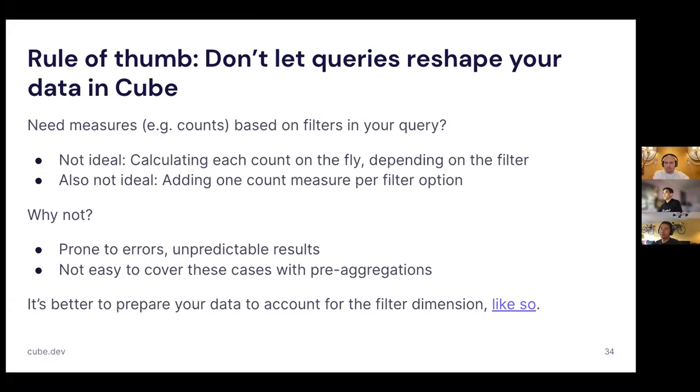So a good example would be, let's say I need some metric. In this case, let's say counts, and the count depends on certain filters in the query. Like, let's say it's a count of a certain demographic per city, and we expect the user to be filtering based on cities to get those counts. So it wouldn't be ideal to calculate each count on the fly, depending on the incoming parameter, in this case, a city. It also wouldn't be ideal to really add one count measure per filter option, because then you'd have a ton of measures, right, per city.